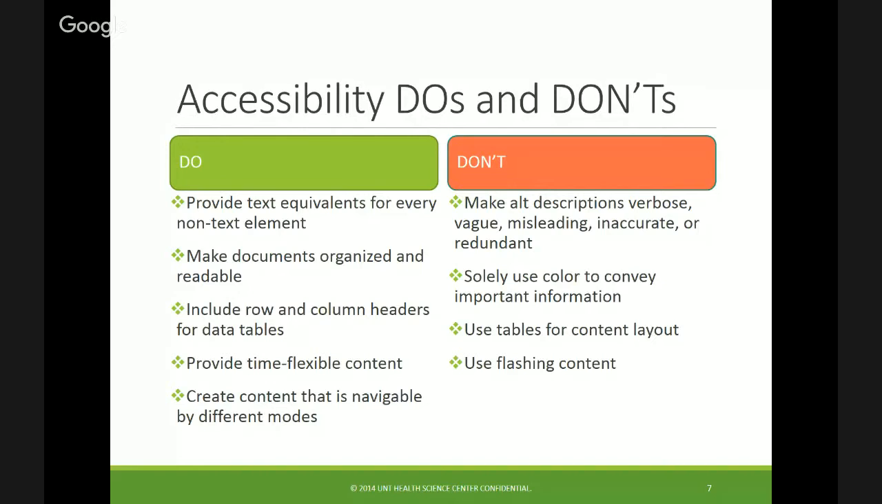So some don'ts. When we talk about alt tagging an image, we're talking about providing text to that image using the tools that are available through the text editors and things like that. So we need to make them concise. Don't make them too lengthy. Don't make them vague or misleading or inaccurate or redundant. With all these do's and don'ts, we're going to be going into specific details in subsequent slides.